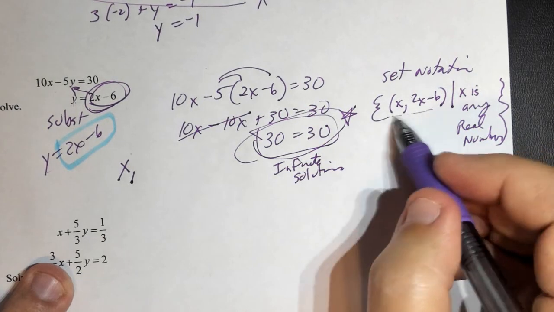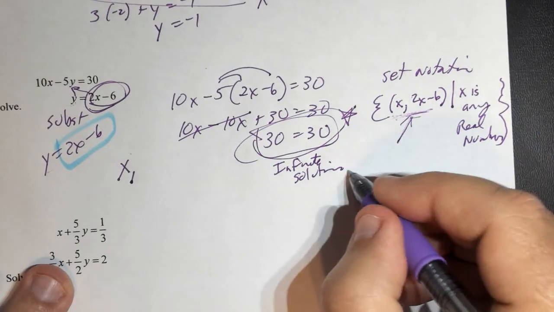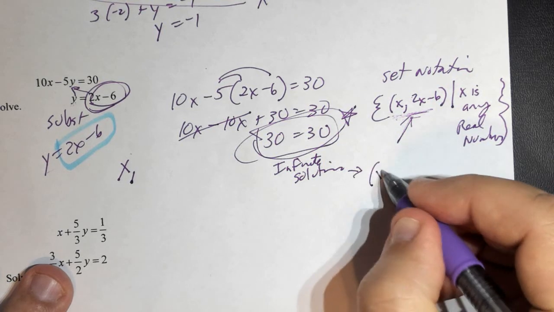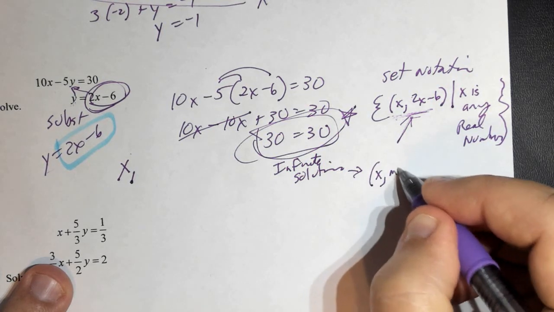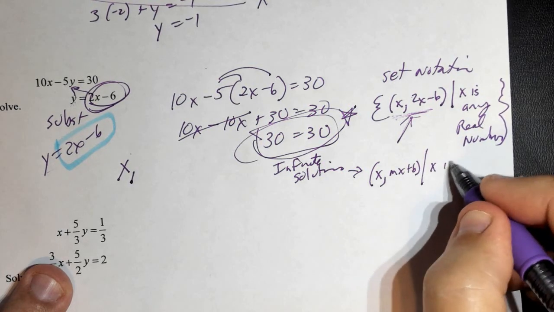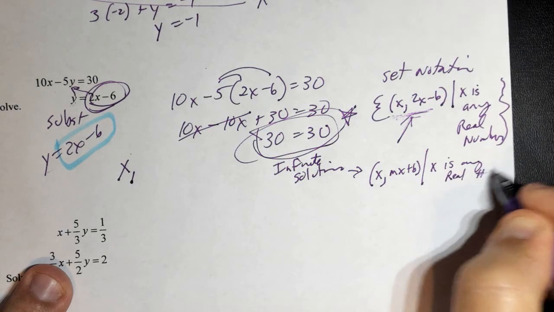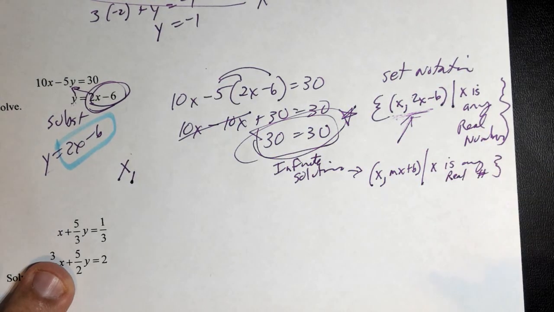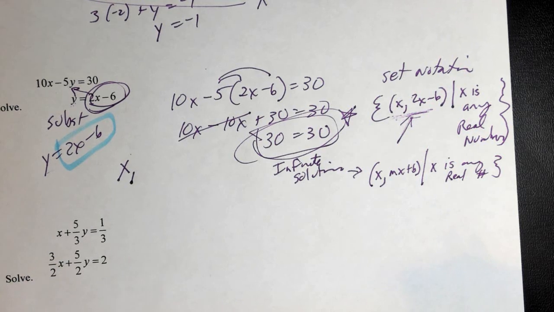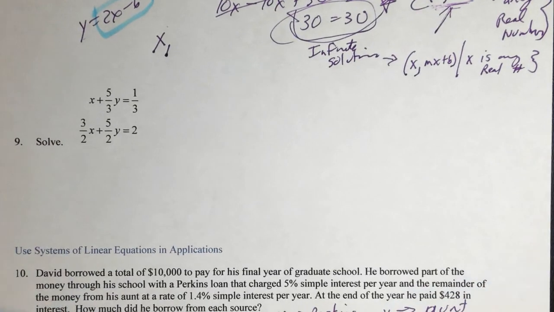Okay, so this is what we have to write right here. Whenever you get infinite number of solutions, it's going to be x comma mx plus b, which is that line, such that x is any real number. Okay, simple as that. Alright, so let's look at this last one, number 9, and then we're going to call it this video. Okay, so a couple things.